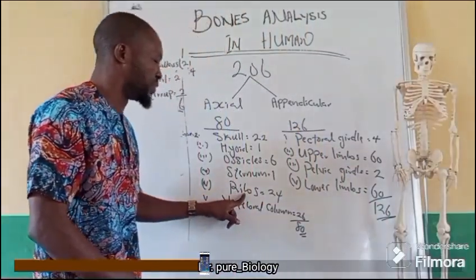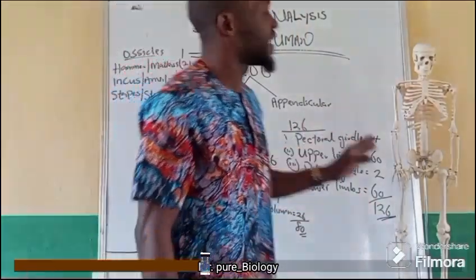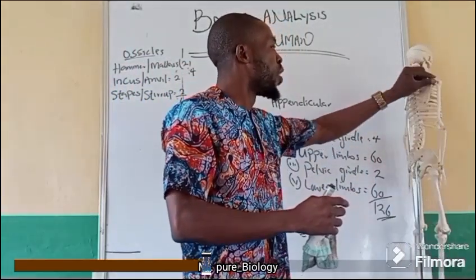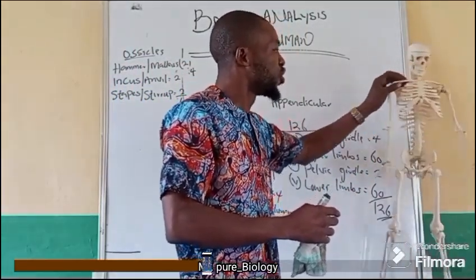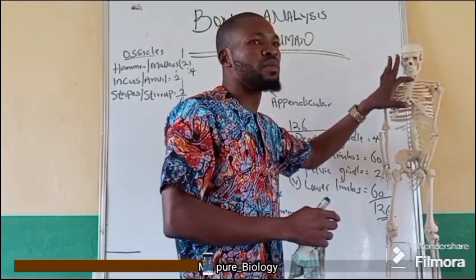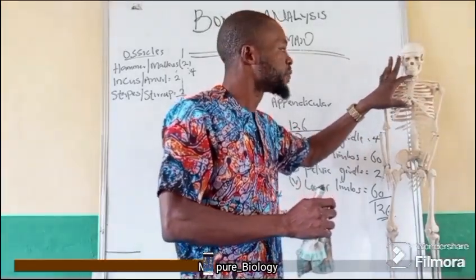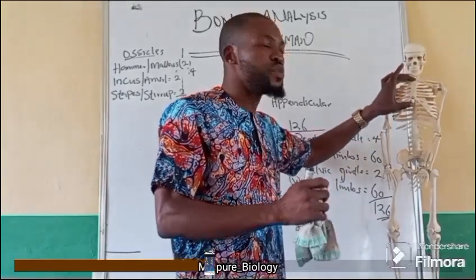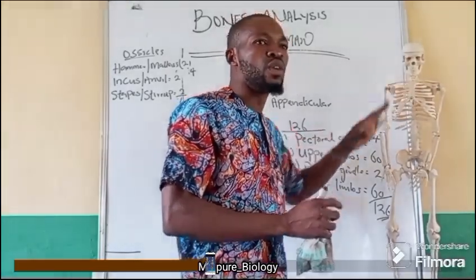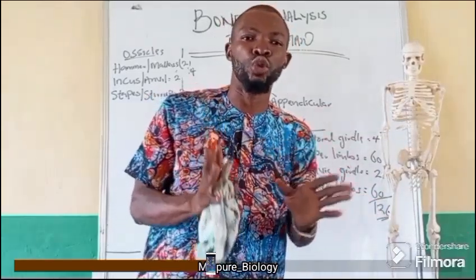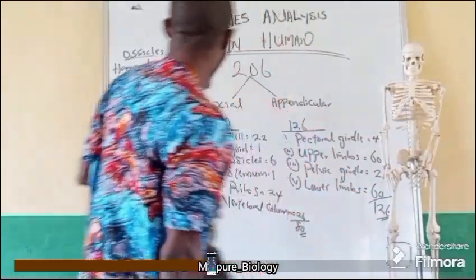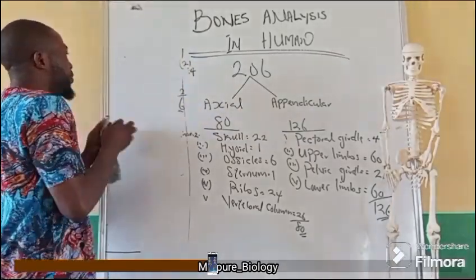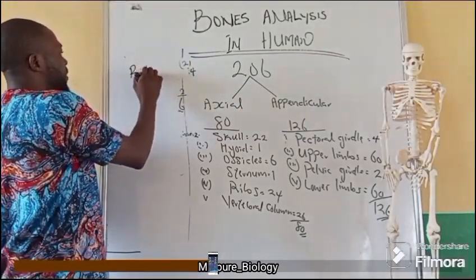Now, in the case of the ribs, ribs are flat bones that mostly descend from the thoracic vertebrae, and they join with the sternum in front, I mean anteriorly. As you can see, based on the nature by which each of these ribs attaches to the sternum, they are grouped into 3.